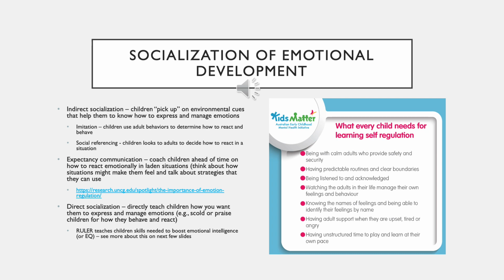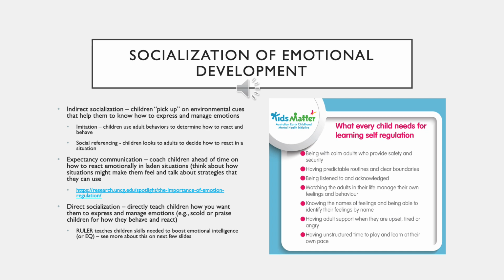And then we can also directly socialize children. So we can directly teach them skills that will help them to manage their emotions. So sometimes, unfortunately, we scold children. So when they are expressing or feeling a particular emotion, we tell them that's not okay and that they need to not be doing that. Better is to help them develop strategies to appropriately express the emotions that they're feeling. So we all feel angry, but how can we express that in a way that doesn't have us yelling at people or hitting them? What are some other things that we can do instead to manage those big emotions?